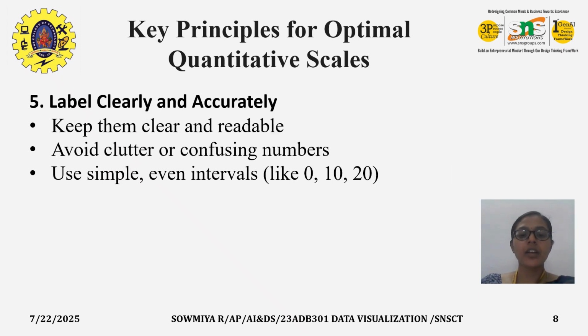Then, the fifth principle is to label clearly and accurately. Labels should be easy to understand and not too overcrowded. Match the data using logical tick intervals like 0, 10, 20 instead of odd values like 7.3, 14.6. Good labeling helps your audience read the visualization quickly.